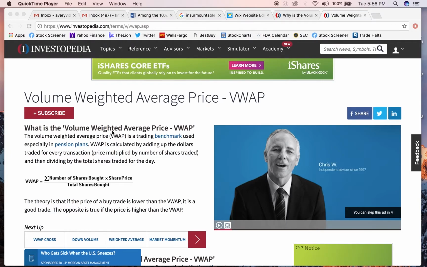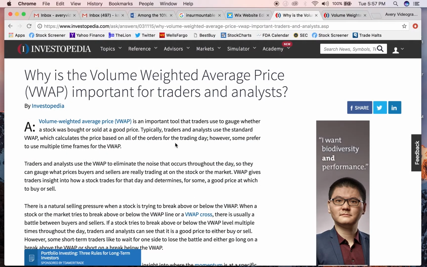VWAP is calculated by adding up the dollars traded for every transaction, price multiplied by number of shares traded, and then dividing by the total shares traded for the day. Now let's go a little bit deeper. Why is the volume weighted average price important for traders and analysis? It's an important tool that traders use to gauge whether a stock was bought or sold at a good price.